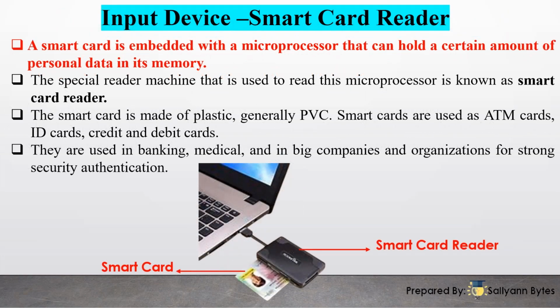Next input device is the smart card reader. A smart card is embedded with a microprocessor that can hold a certain amount of personal data in its memory. What do you mean by the term microprocessor? A microprocessor is a small-sized electronic component inside a computer that performs basic arithmetic and logical operations on data. The special reader machine that is used to read this microprocessor is known as smart card reader.